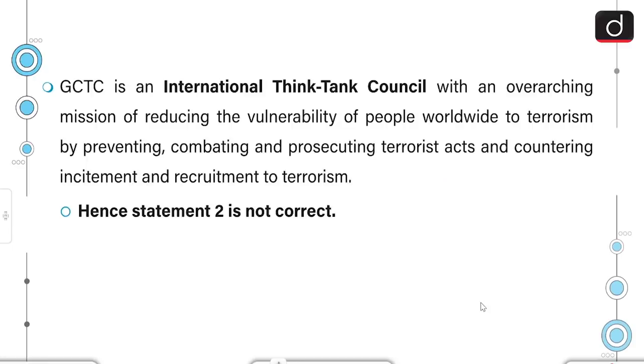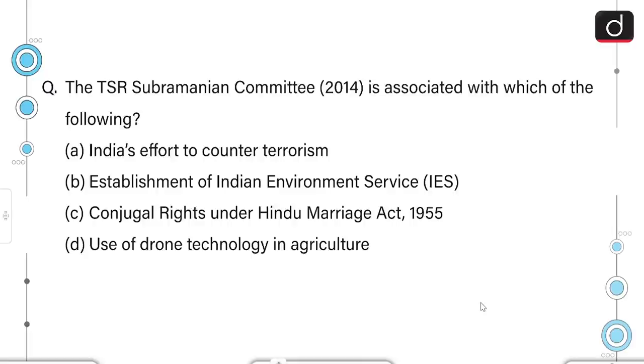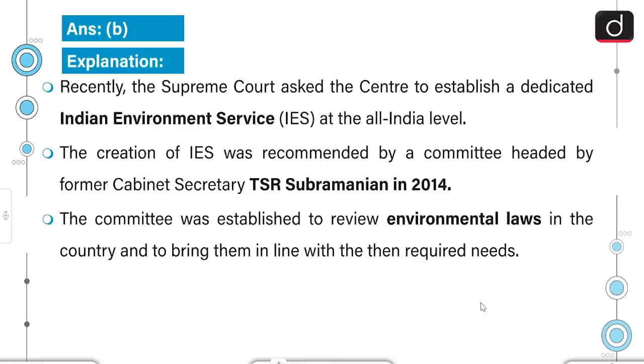GCTC is an international think tank council with an overarching mission of reducing the vulnerability of people worldwide to terrorism by preventing, combating and prosecuting terrorist acts and countering incitement and recruitment to terrorism. Moving on. The TSR Subramaniam Committee is associated with which of the following? The correct answer to this question is option B, Establishment of Indian Environment Services.